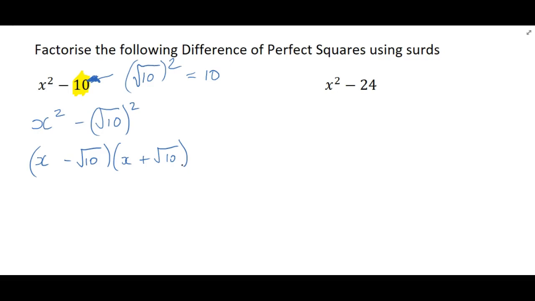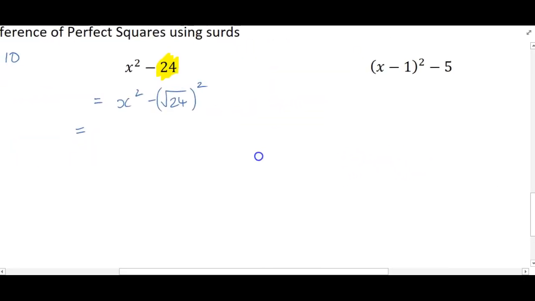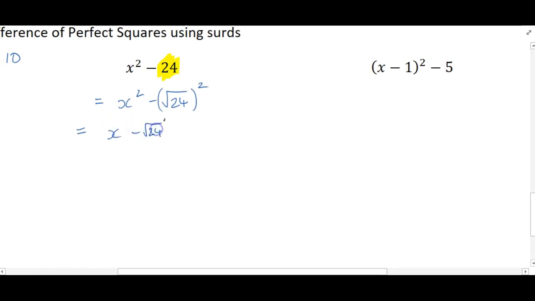This next one, again, 24 is not square, but we can make it into a square by doing this: x squared minus the square root of 24 all squared. The reason this one is different to the first one is because 24 can be simplified. We'll do that at the end. Our rule for the difference of two squares gives x minus the square root of 24, x plus the square root of 24.